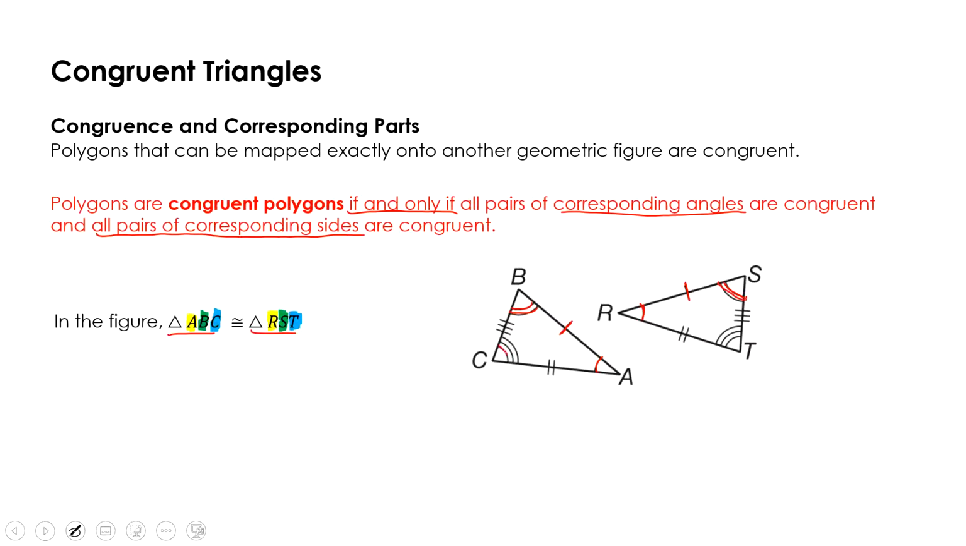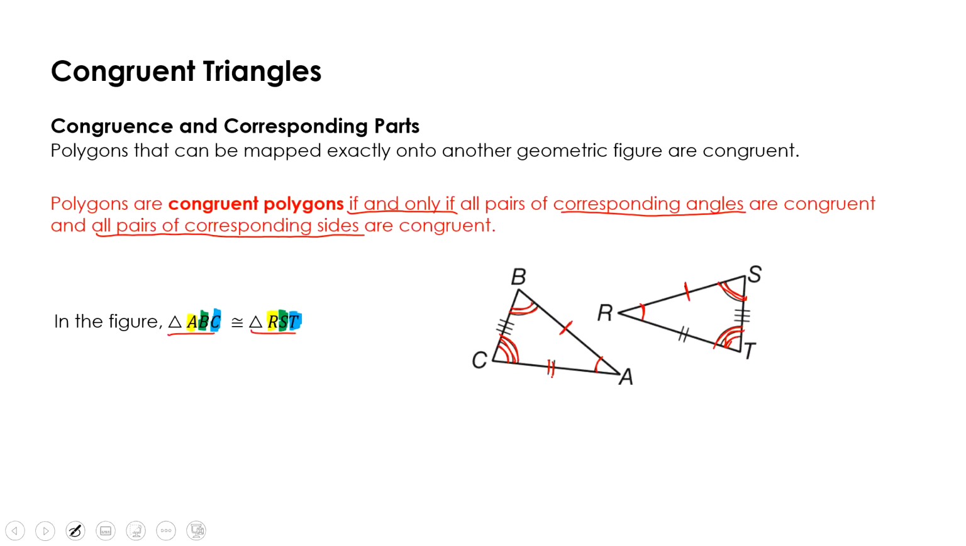T and C, they're corresponding, they're congruent. All three of my angles are congruent. That tells me the rule is if and only if. We will actually learn a little bit later on that if the three angles of a triangle are congruent, then the triangles are congruent because it makes the sides congruent. But they just continued on.